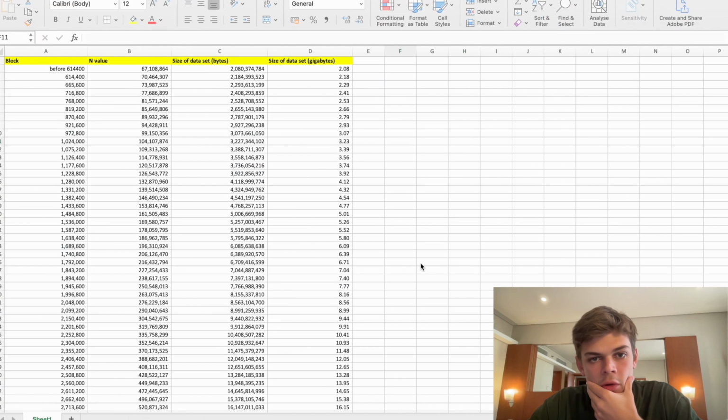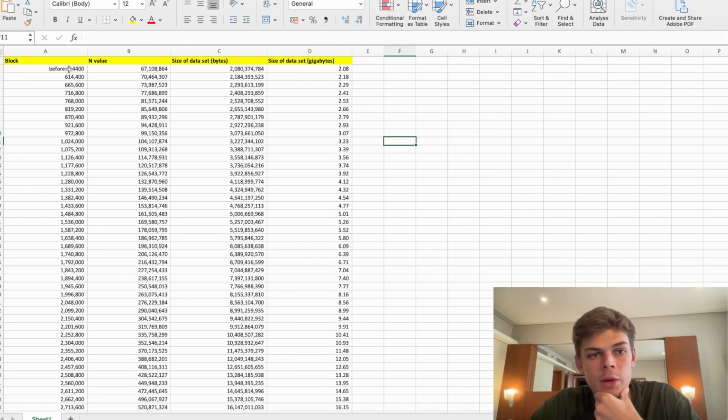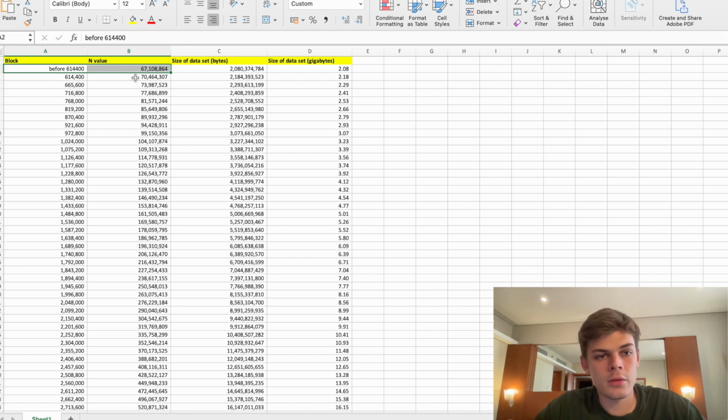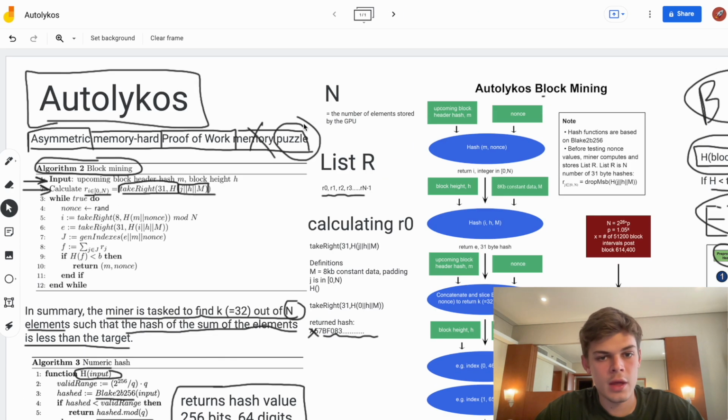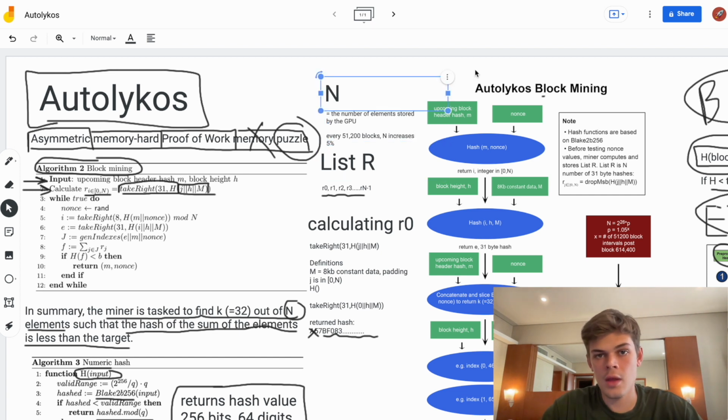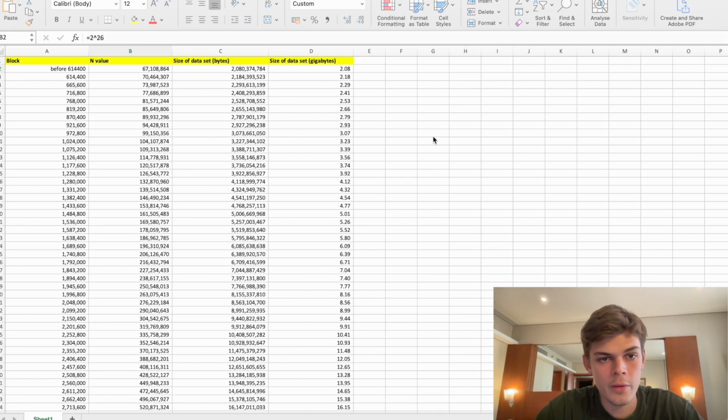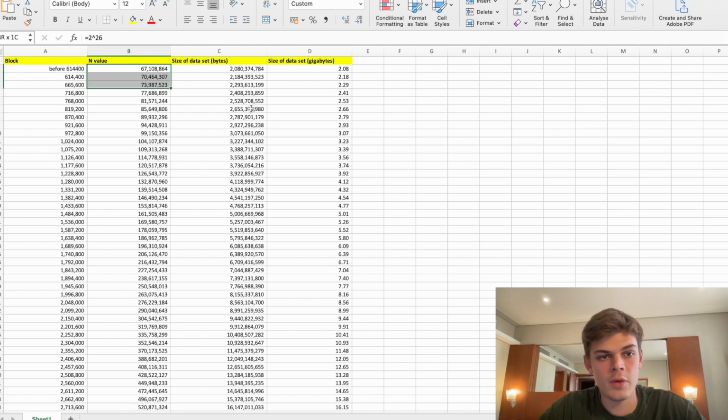I think what's important is maybe to look at a quick spreadsheet that I made. Basically, you can predict, given the block height, an n value is set. You can read in the white paper that before block 614400, the n value was this, and then every 51,200 blocks on Ergo, n increases by 5%. This is important because the data set is increasing as the blockchain and proof of work gets longer and longer. So what you can do is predict for every block height the value of n.